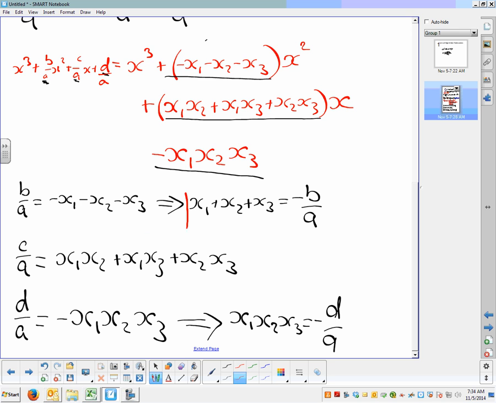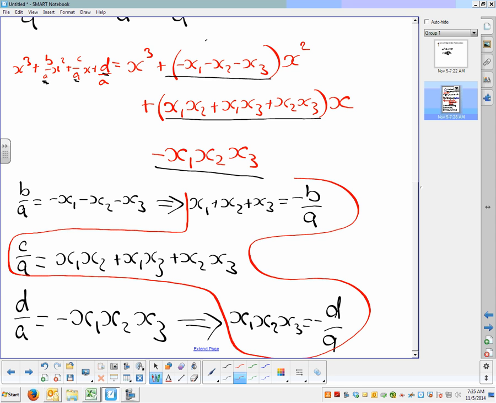So here are three statements about the roots of a cubic that can be useful. In fact, we can generalize this statement to higher order polynomials.